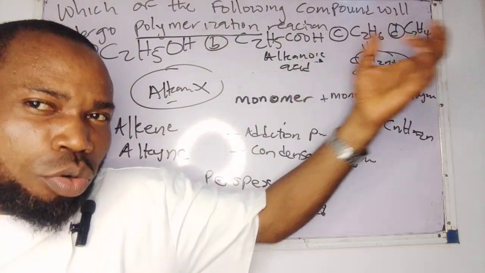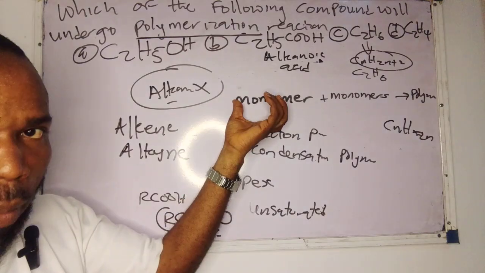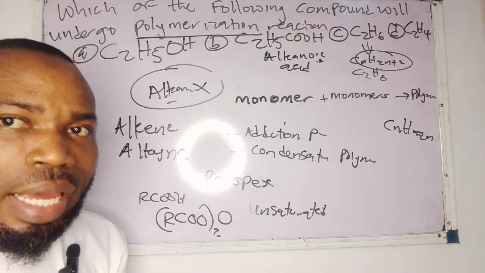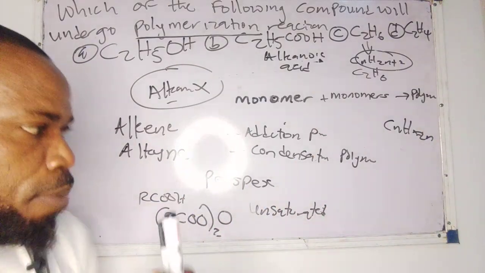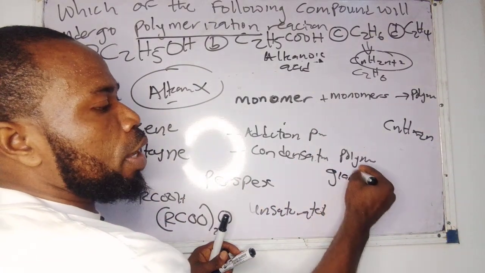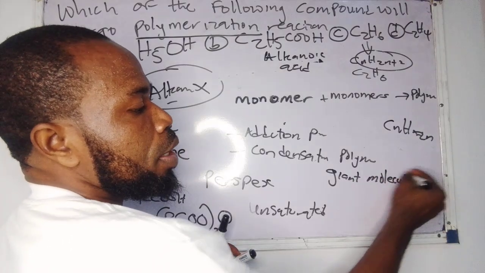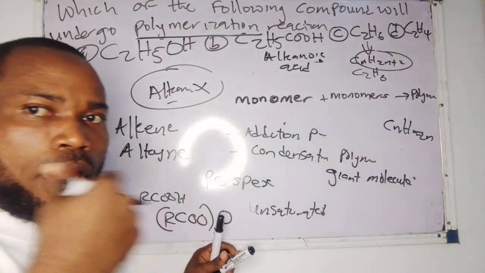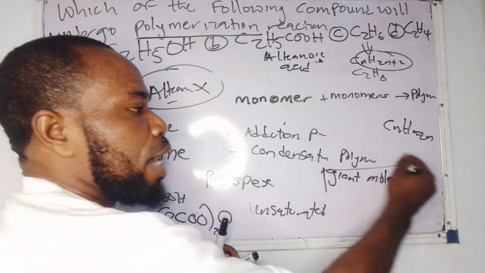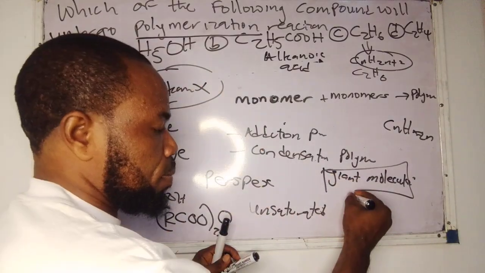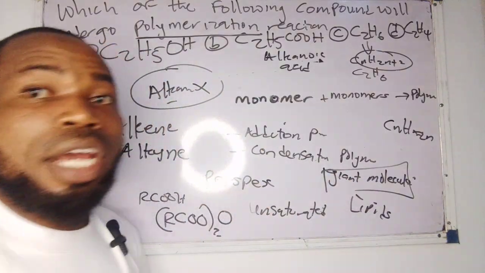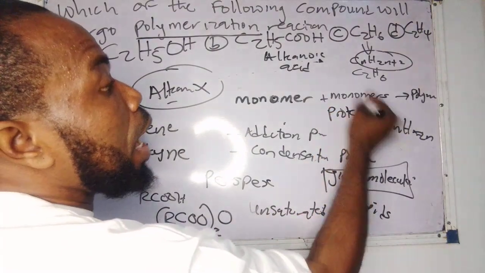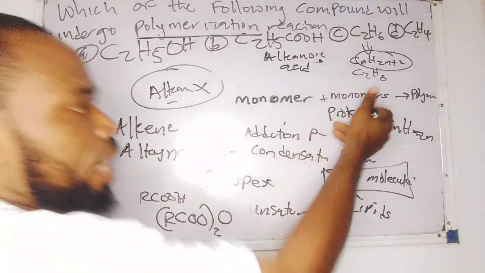And again, what's polymerization reaction? Where small molecules known as monomers combine to form giant molecules. But I made mention of the word giant. When you hear giant molecules, I want to beg you, it's not all giant molecules that are polymers, but all polymers are giant molecules. What do we mean by that? We simply mean that, for instance, lipids are giant molecules, but they are not polymers. But proteins are polymers, and they are giant molecules.